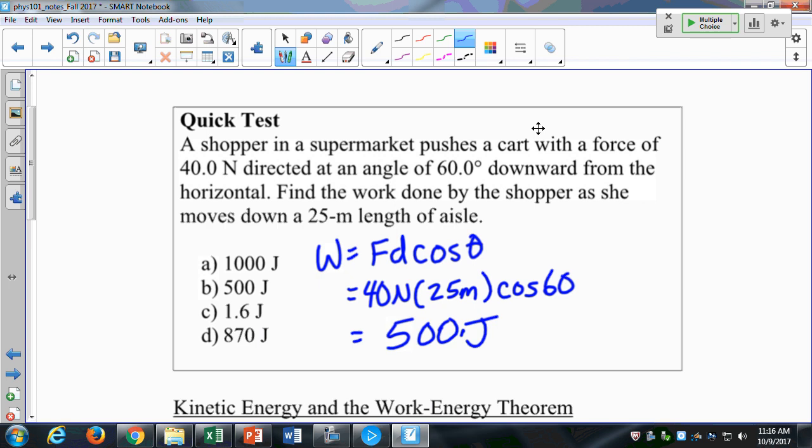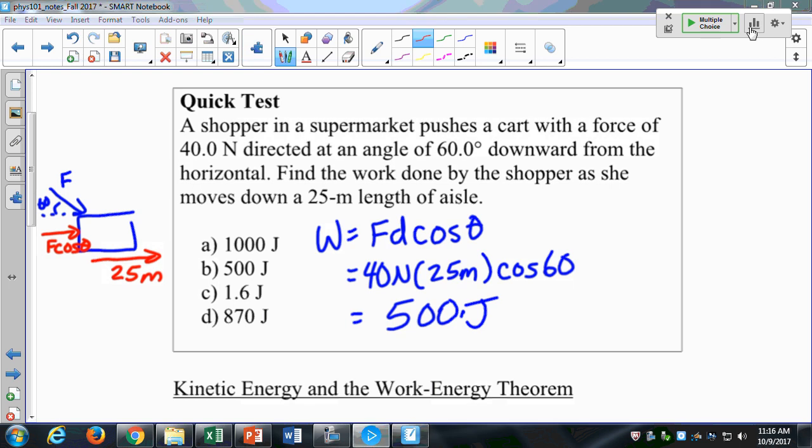All right, remember what we're doing here. If this is our cart, this is our force, it's applied at an angle of 60 degrees. Really, the F cosine theta determines the x component of that force, and then we're multiplying it times the displacement, which is 25 meters. Okay? Did y'all do well on that?